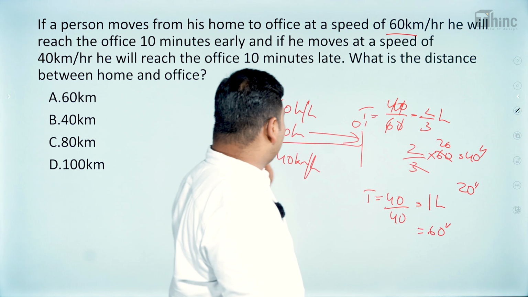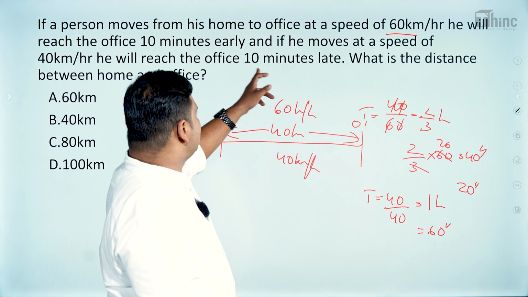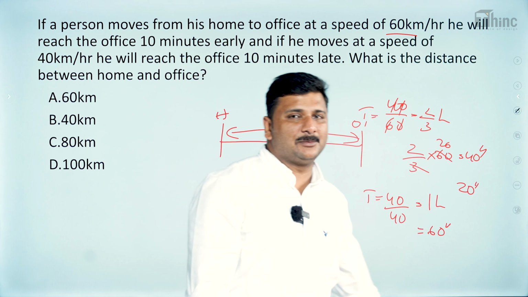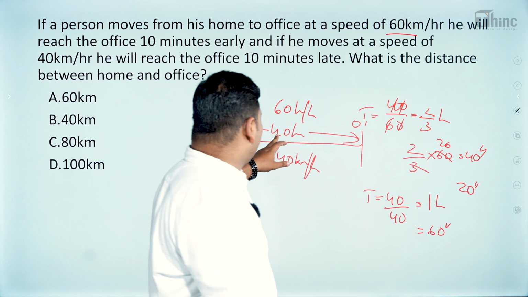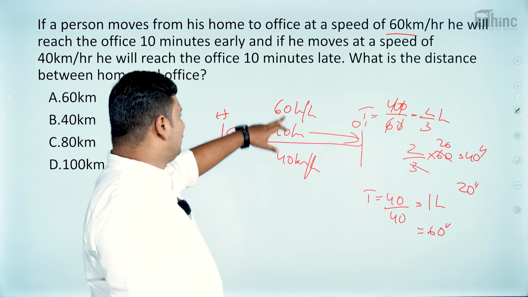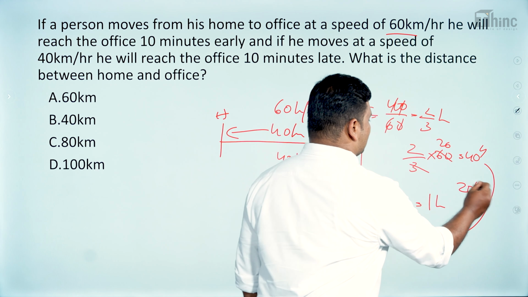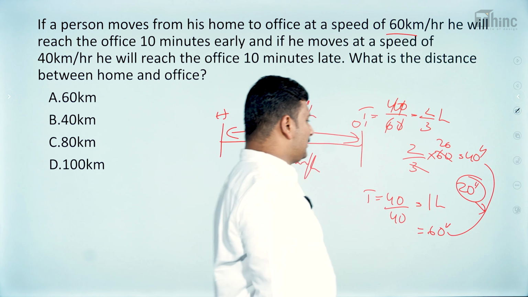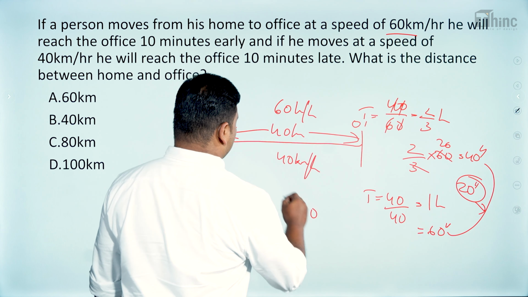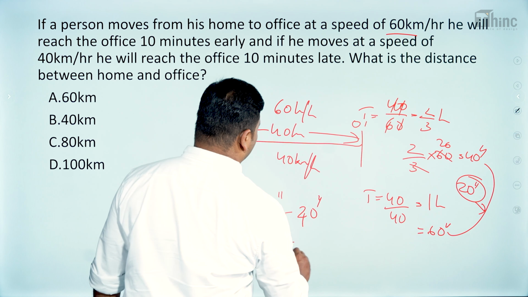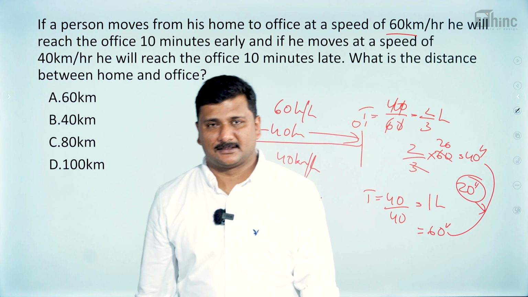So if a person travels a particular distance, moving at 40 and 60, in the first case he reaches 10 minutes early, in the second case he reaches 10 minutes late, which means the difference in the time taken needs to be exactly 20 minutes. And if you try with 40 kilometers, when he moves at 60 and 40, the difference in the time taken is exactly 20 minutes. So the difference in the time taken exactly matches what is given in the question. So option B will be the correct answer.